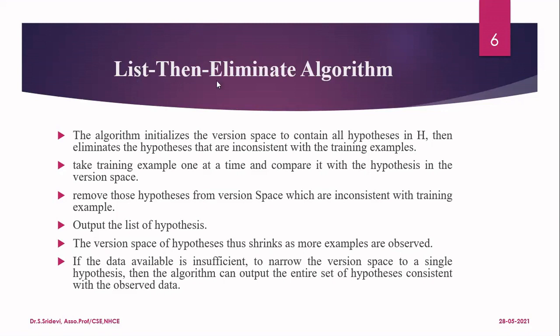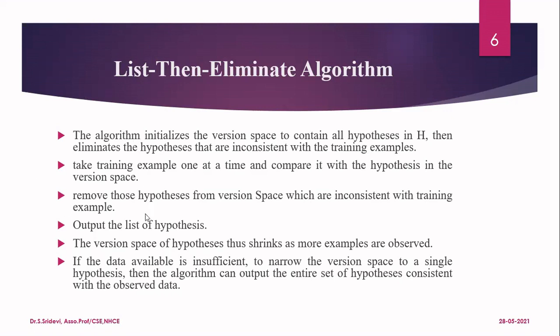Important algorithm known as the list-then-eliminate algorithm. Now let us see what this algorithm is. It is a very basic algorithm. Try to understand the name: list, so it is going to list all. After that, eliminate. So first, whatever hypotheses are possible for the given attribute set, you list everything. From that, you eliminate whichever is not consistent. That is the meaning of this algorithm.